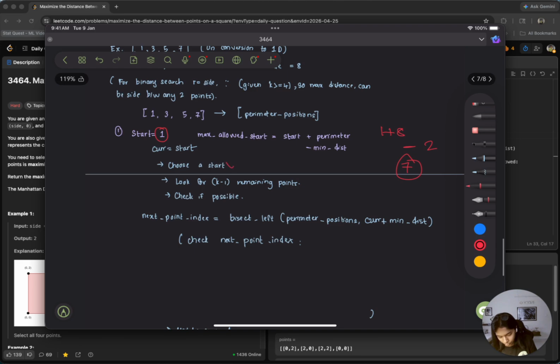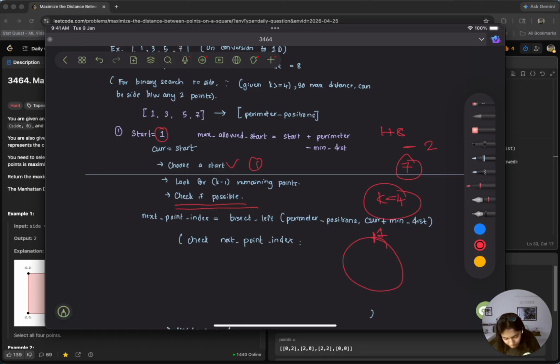So we chose a start, our start is 1. After 1, we're going to look for 3 more points, because k is equal to 4. We're looking for 3 more points that fall within this boundary, the last point being 7, and we're going to check for the remaining points. So we want to check if it's possible. Now I want to find the next index that is possible if I go according to this.